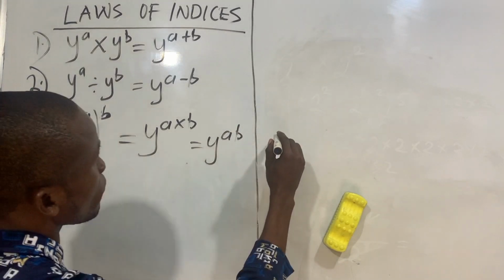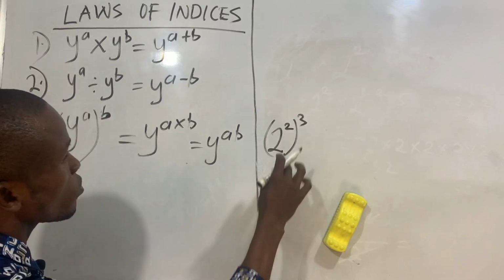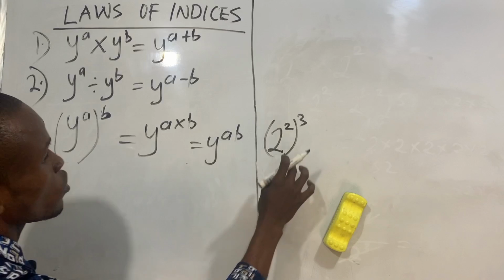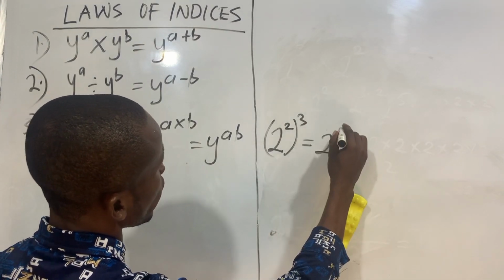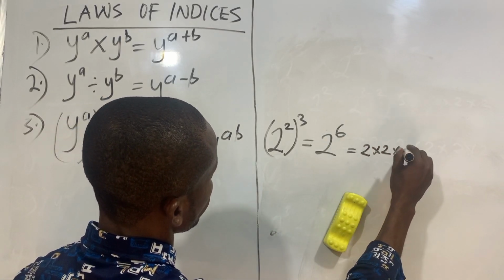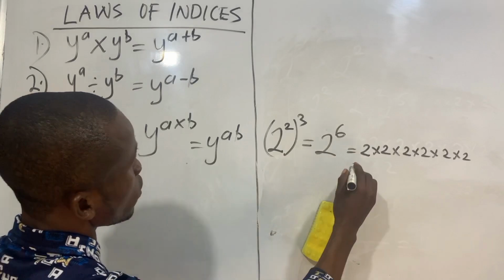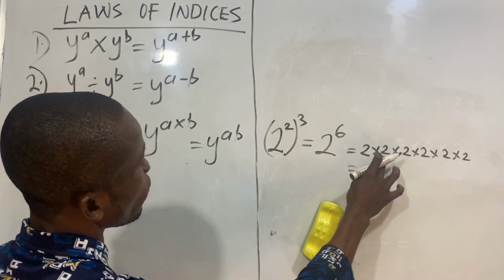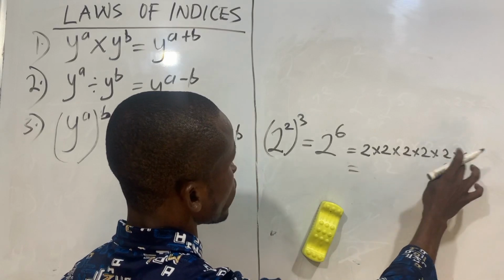If we have, for example, 2 to the power of 2 all raised to the power of 3, now from the power index, we have that this equals 2 to the power of 2 times 3, that's 6. And this implies 2 by 2 by 2 by 2 by 2 by 2. That implies 2 times 2, 4. 4 times 2, 8. 8 times 2, 16. Times 2, 32. Times 2, 64.